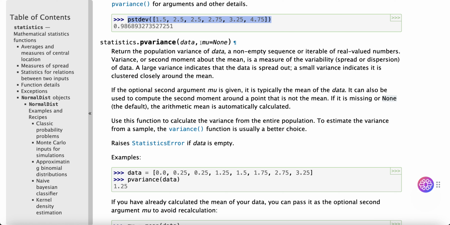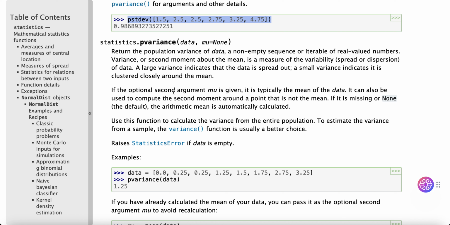statistics.pvariance(data, mu=None). Return the population variance of data, a non-empty sequence or iterable of real-valued numbers. Variance, or second moment about the mean, is a measure of the variability, spread or dispersion of data. A large variance indicates that the data is spread out. A small variance indicates it is clustered closely around the mean.